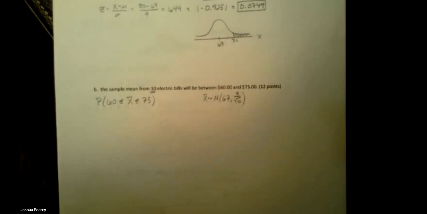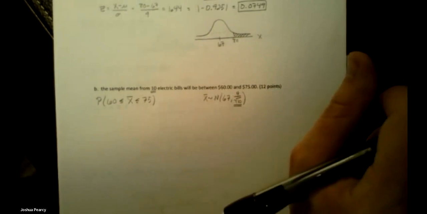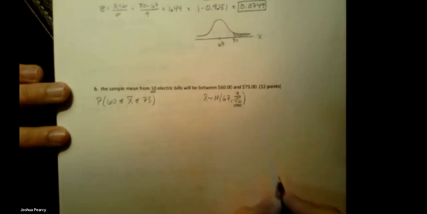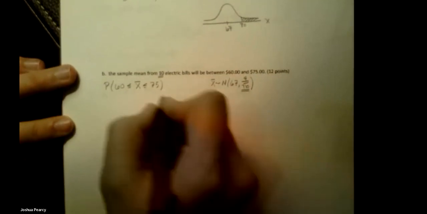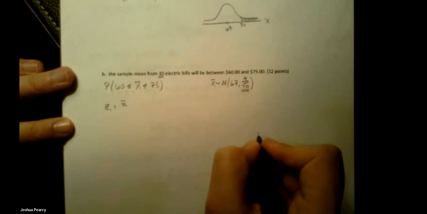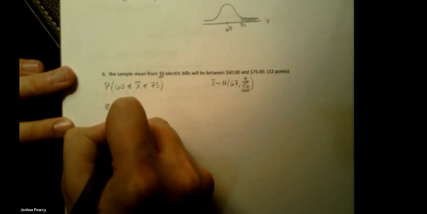Do you want me to explain why this changes? Then if the sample means are distributed normal with this mean and this standard deviation, I can find the corresponding z-scores for each of these. The z-score corresponding to 75, I'll call it z1, is the sample mean we're interested in, subtract off the overall mean, and divide by the standard deviation.